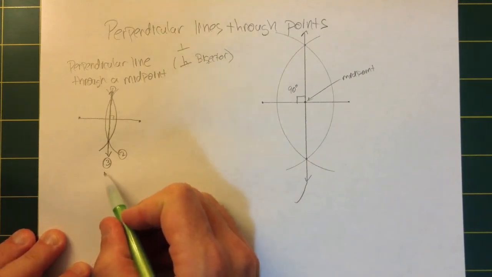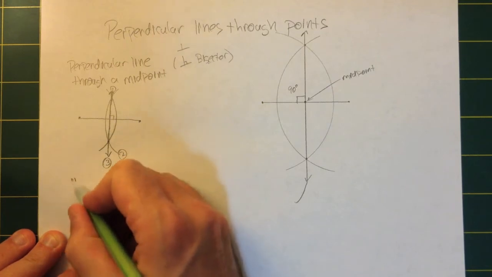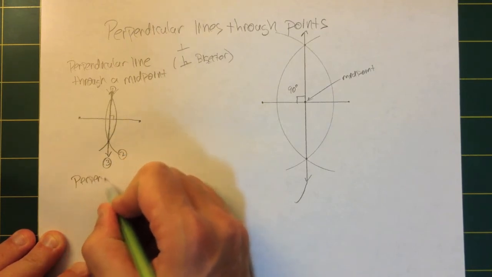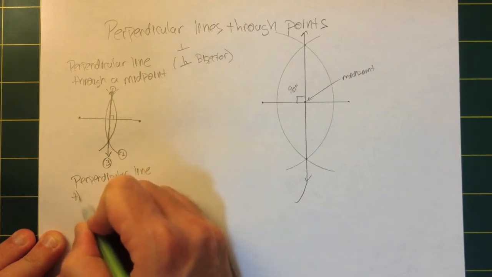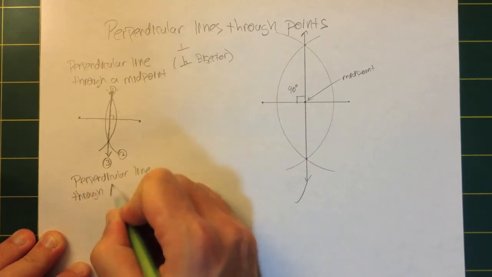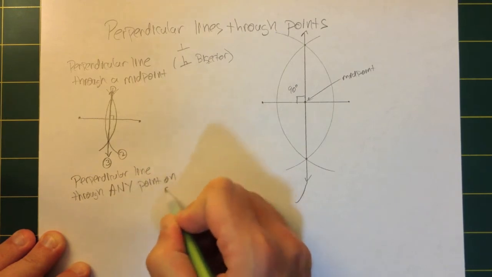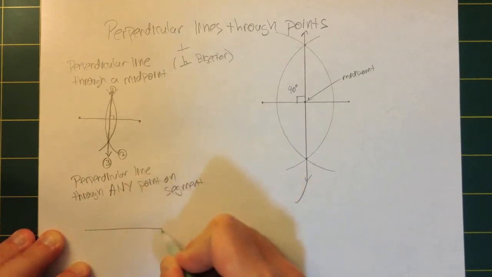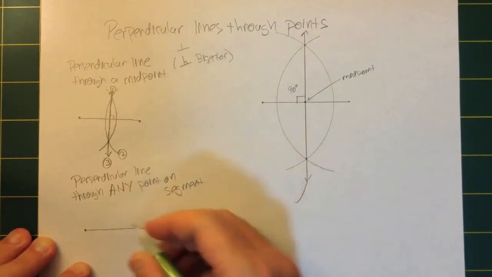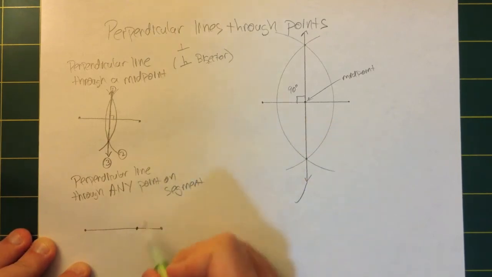Let's make it a little more complicated now. And then we're going to take the complicated problem and make it simple. What if we wanted to put a perpendicular line through any point on a segment? Like what if you had a segment here and you wanted to put a perpendicular line through this point right here? It's not the midpoint. It's just some random point that's on the segment.